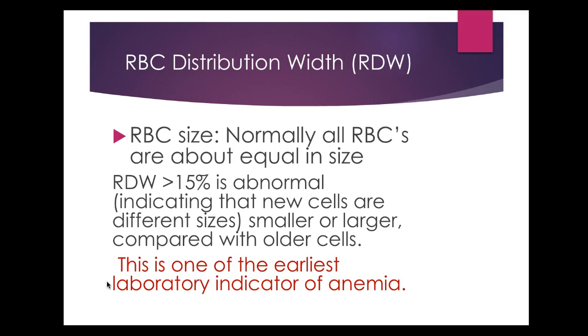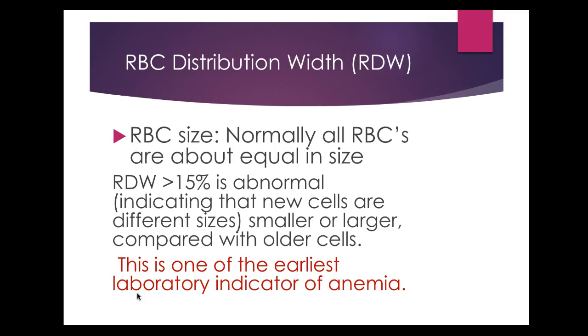Now let's talk about the RDW. That's the red blood cell distribution width. RBC size, normally all red blood cells are about equal in size. So the RDW, the distribution width, greater than 15% is abnormal. Remember I said it's higher, indicating that new cells are different sizes, smaller, larger as compared to older cells. This is one of the earliest lab indicators of, I would say, iron deficiency anemia.